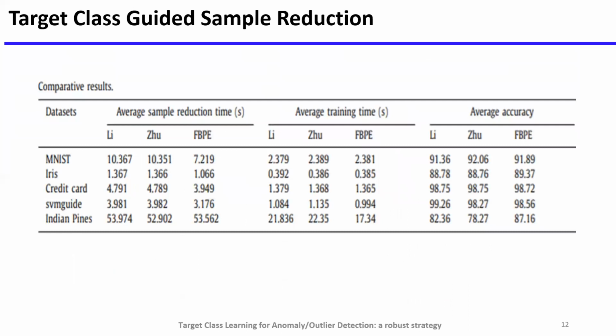A comparison chart is given. The farthest boundary point estimation is compared with the proposed method of Lee and Zhu. If you see the accuracy, the FBP is most promising, in terms of computation also. You will see the average training time, the sample reduction time, and the accuracy also. So this FBP has been proven most promising.